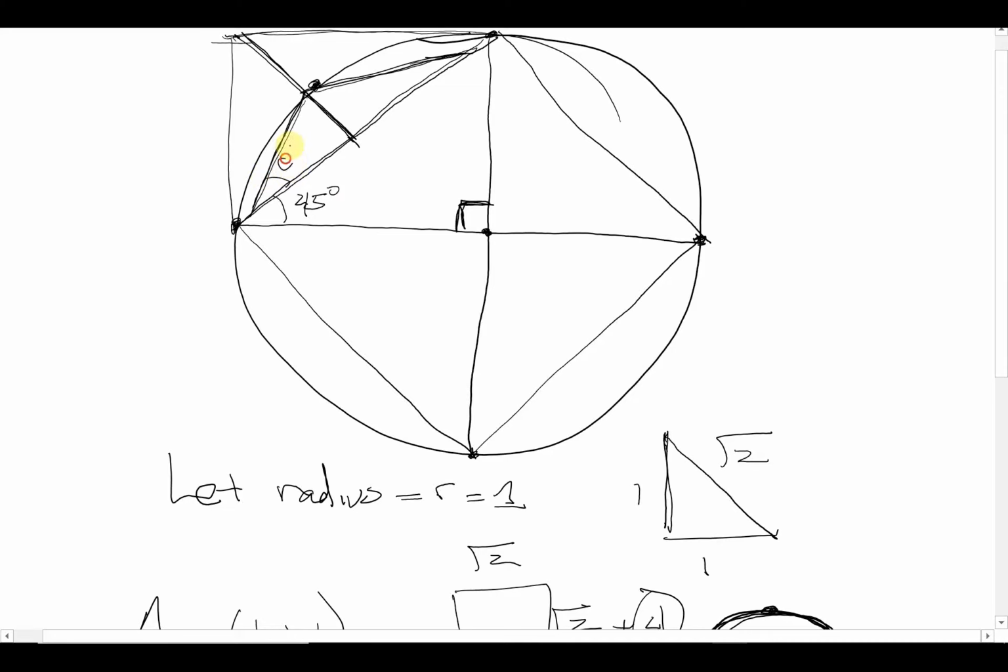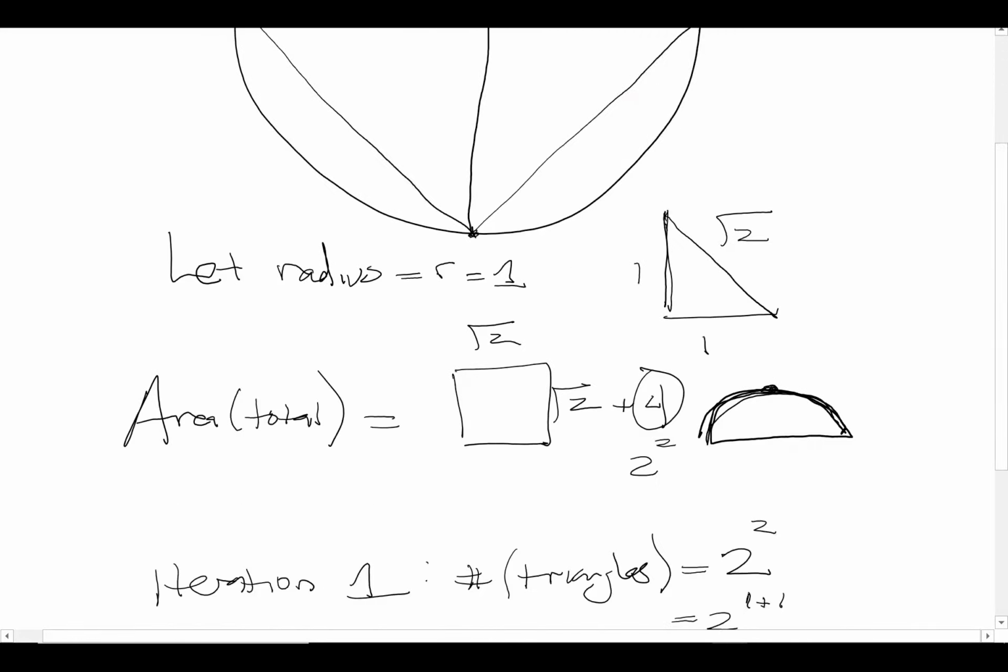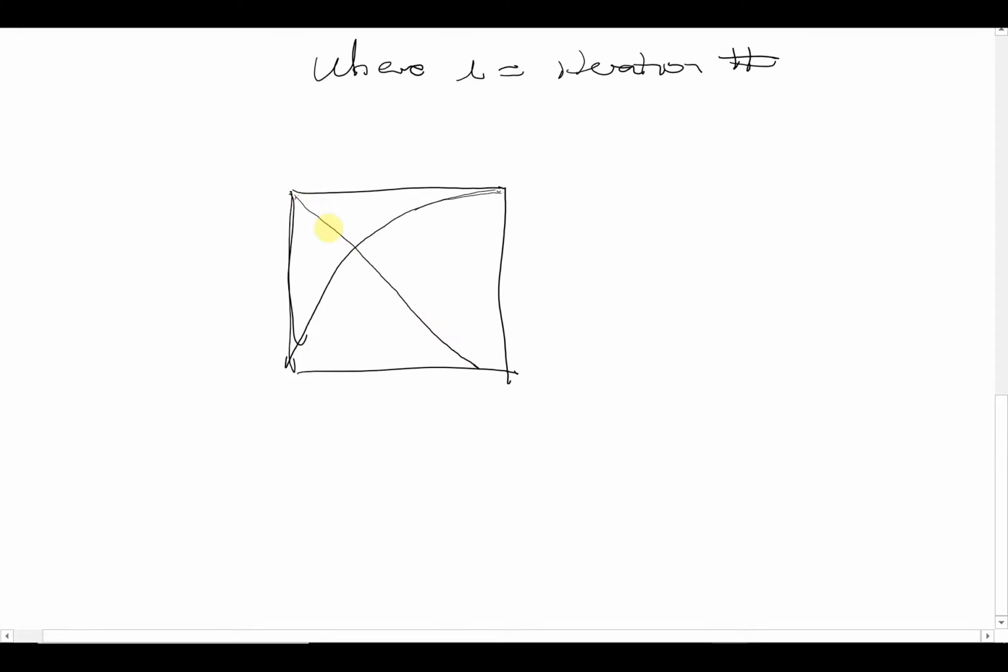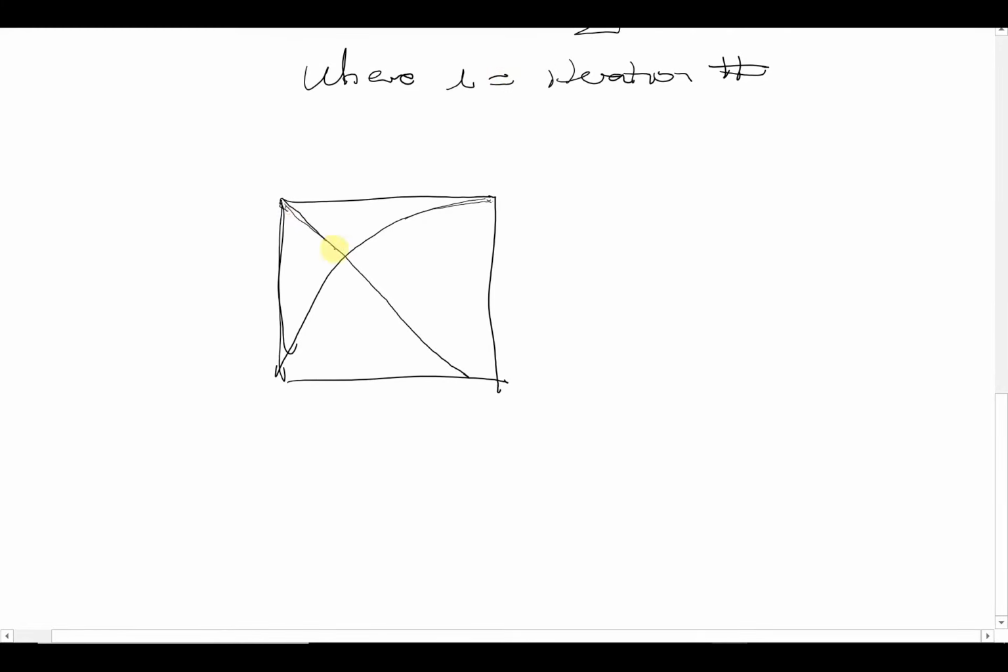We need to construct this angle right here. But you notice one thing. This is r, which equals 1. So let me show you the diagram. Notice how you have this semi-circle, and it's a horrible drawing.